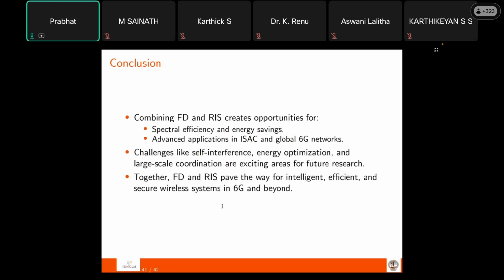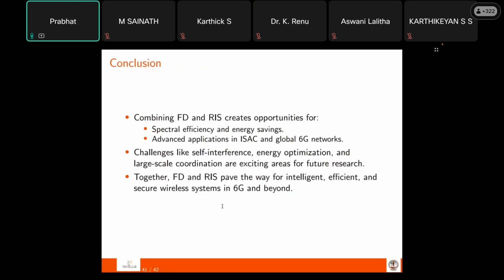So the conclusion is, through a combination of full duplex and reconfigurable intelligent surfaces, we can improve the spectral efficiency of the system, and it brings us energy savings as well. There is a challenge of self interference also, and when you are having two different technologies coming together, there is a need for joint optimization of the parameters. For example, RIS phase matrix and number of elements, along with the full duplex node parameters like the echo interference power, should be jointly looked into when you are designing a combined system of full duplex and RIS technology.